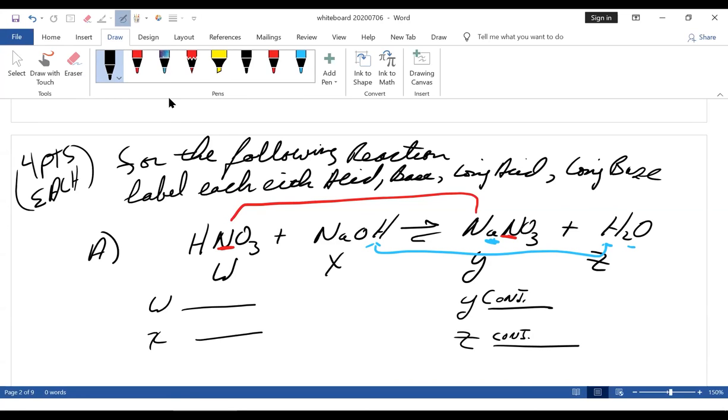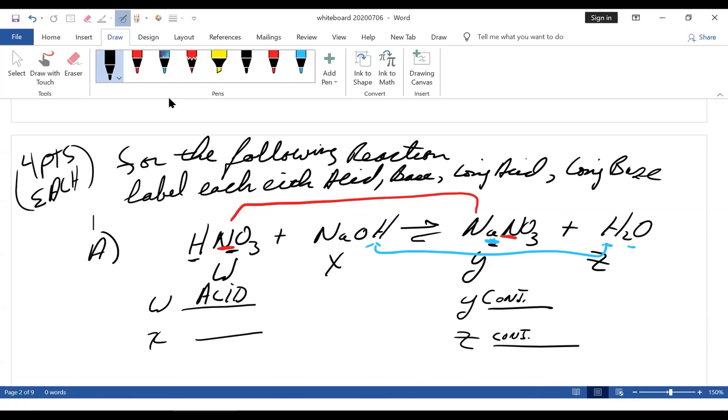I won't give the rest of the name yet. And it goes from here to here. Has it lost the hydrogen, H plus really, or gained it? One, none. It's lost it. It's given it away. It's donated it. What's something that donates a proton? It's an acid, nitric acid.